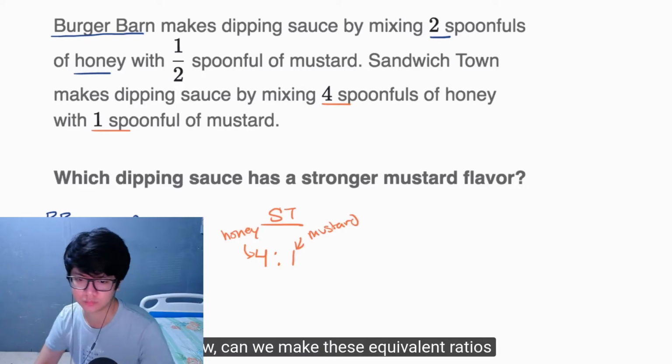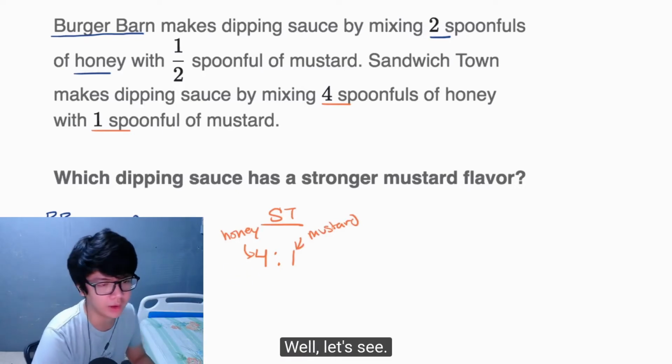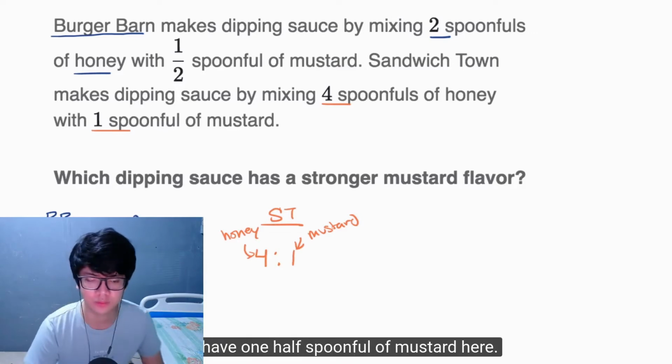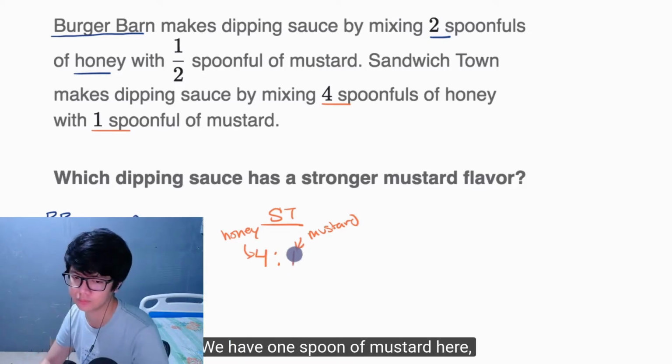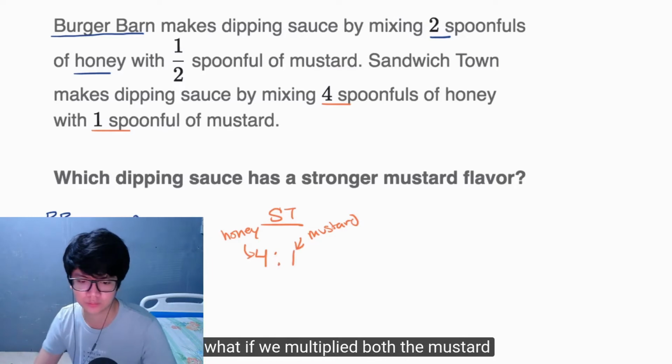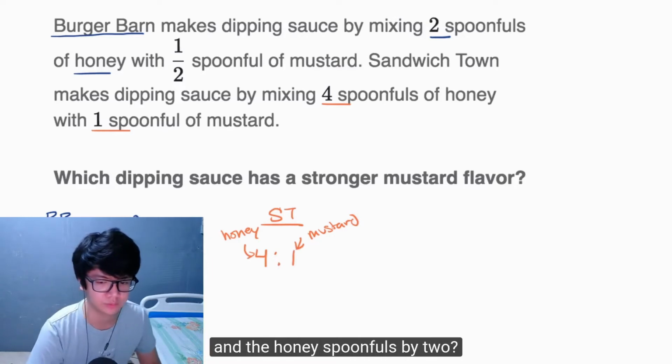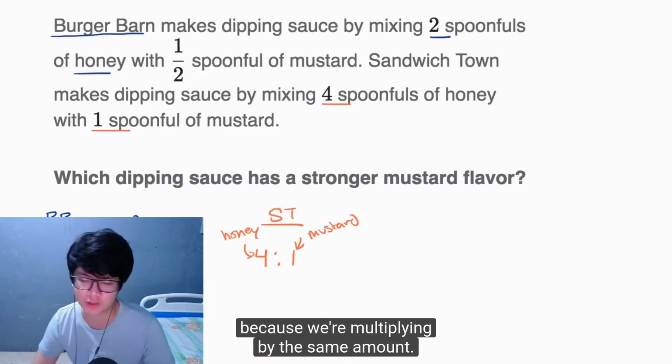Now, can we make these equivalent ratios, or can we compare them somehow? Well, let's see. We have 1/2 spoonful of mustard here, and 1 spoonful of mustard here. So what if we multiplied both the mustard and the honey spoonfuls by 2? That still would be an equivalent ratio because we're multiplying by the same amount.